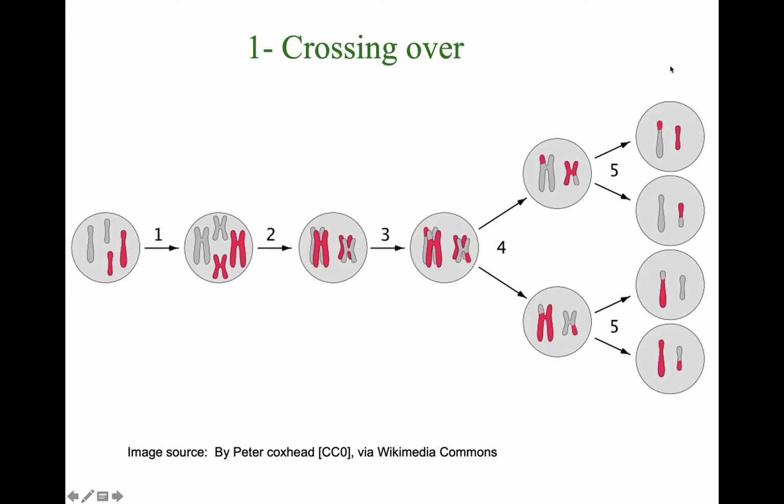So by the time sperm or egg are produced, the chromosome composition in terms of the different pieces that come from different parents kind of doesn't look like what you had before. So one sperm can have genetic material from both the mother and the father.